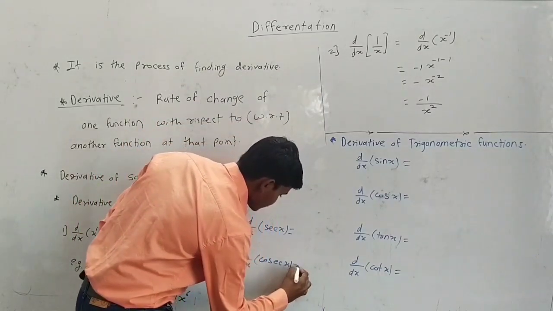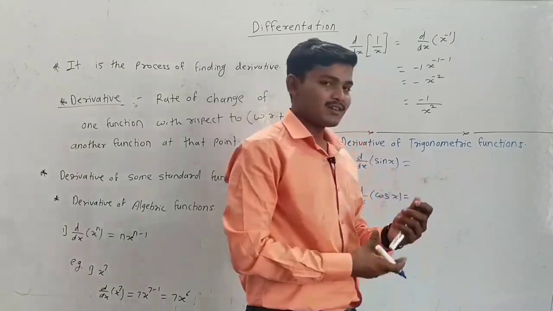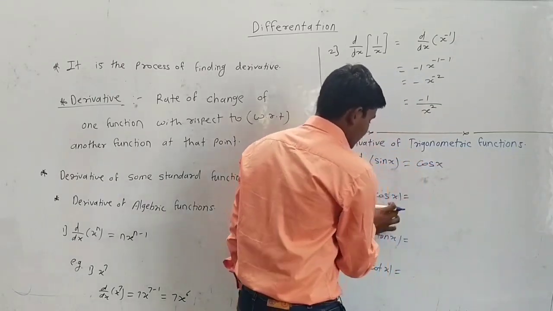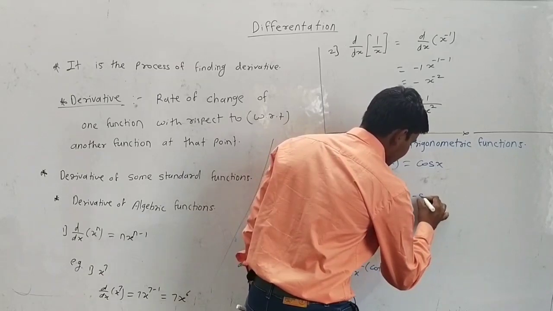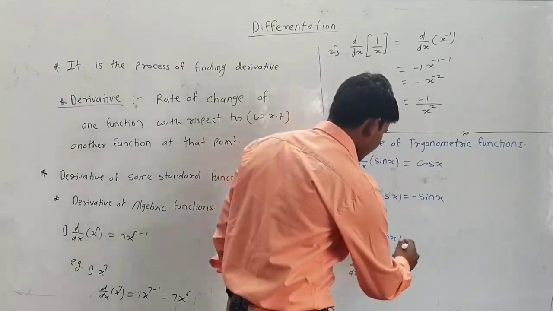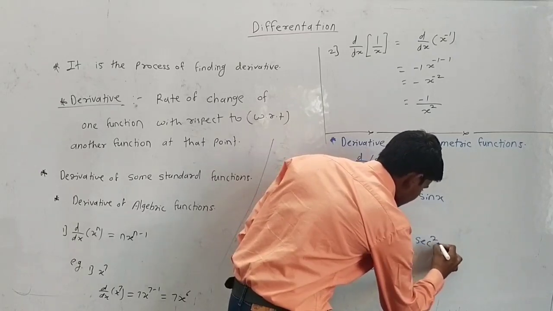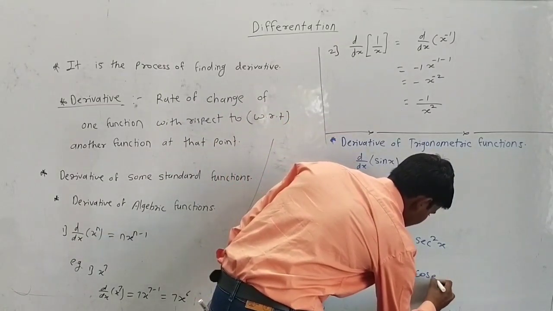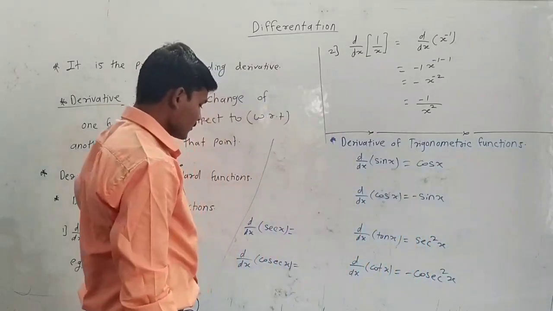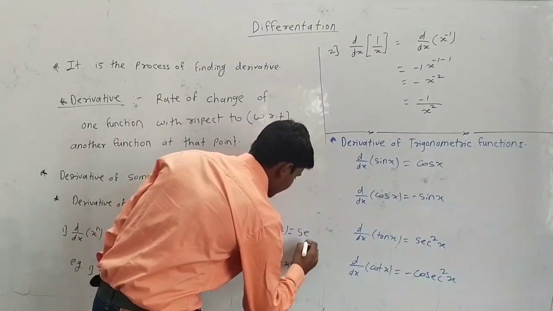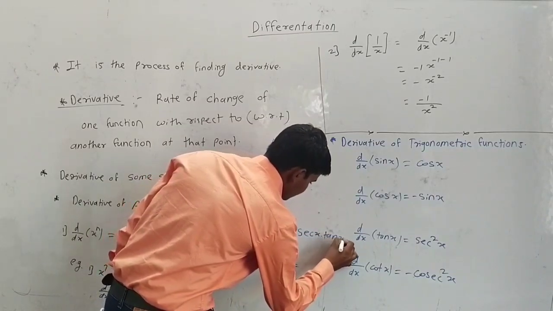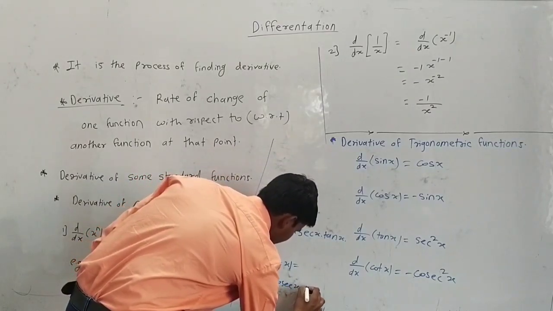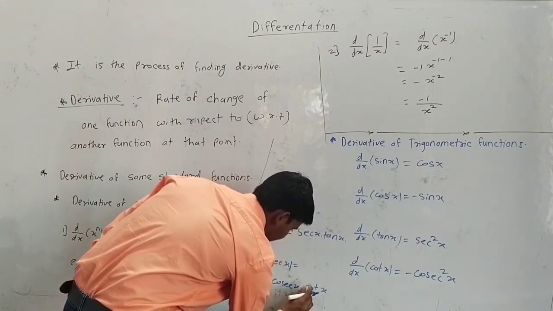Now these are the formulas and its answers are: cos x; derivative of cos x is minus sin x; then derivative of tan x is sec square x; and derivative of cot x is minus cosec square x; then sec x into tan x; and last one is minus cosec x into cot x.